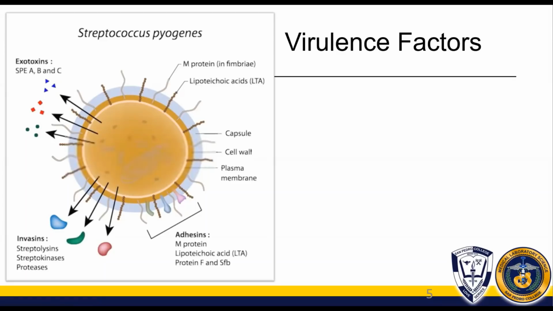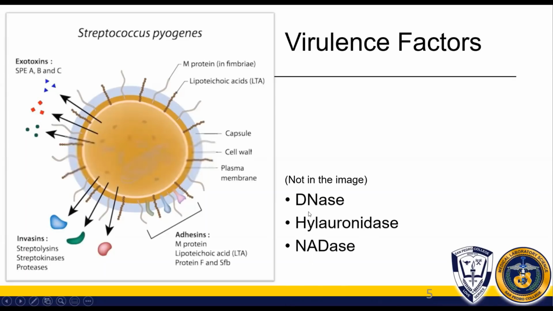Streptococcus pyogenes can also release toxins, SPE A, B, and C. These toxins are released as the organism establishes the infection. And it can also produce enzymes such as streptokinase, protease, DNase, hyaluronidase, NADase. These enzymes will allow the organism to have deep tissue invasion.